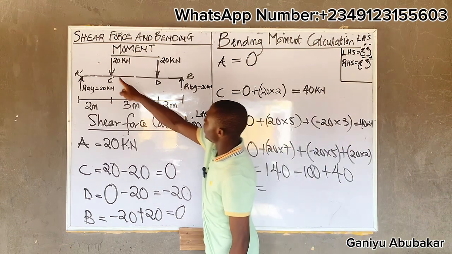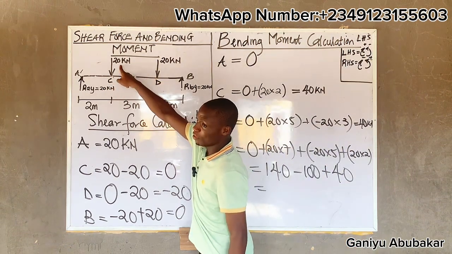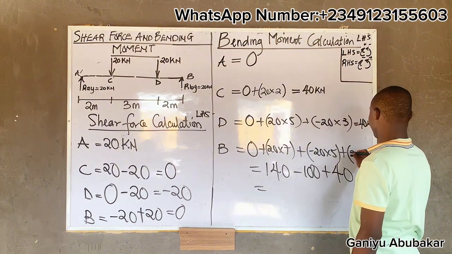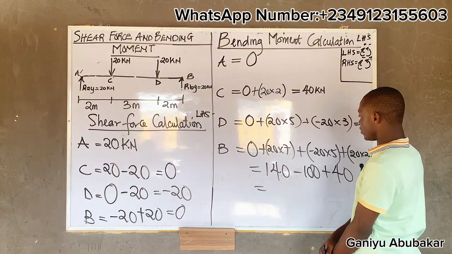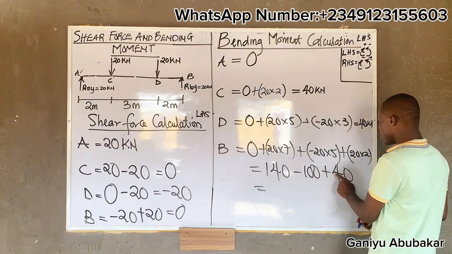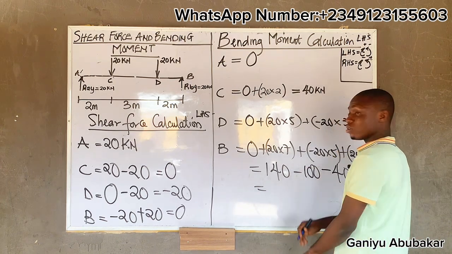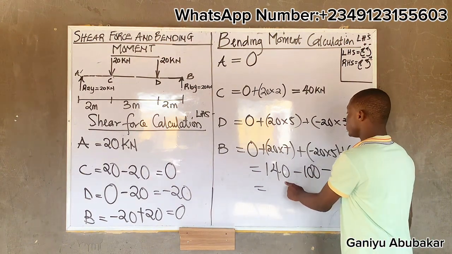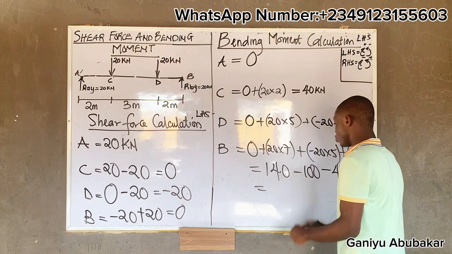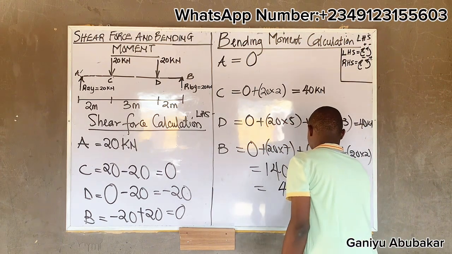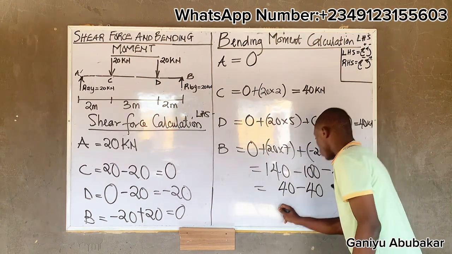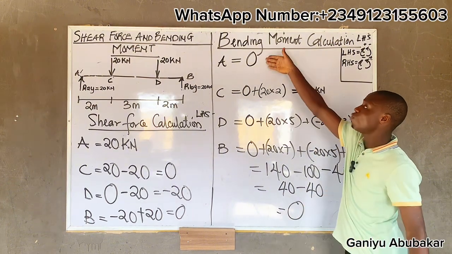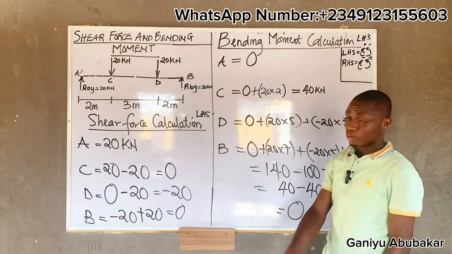Hold on. If you are saying it was negative, yet it was there to be negative, so we don't put a negative sign. So here it's minus 2. Now from here, 140 minus 100 is what? 40. So I have 40 minus this 40 here. That's what? 0. So we start with 0 and end with 0, please.